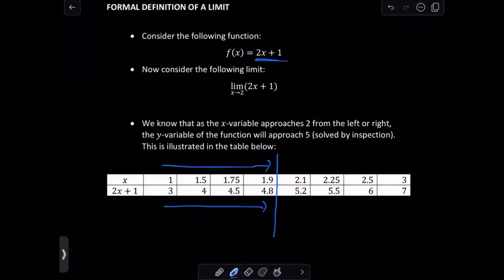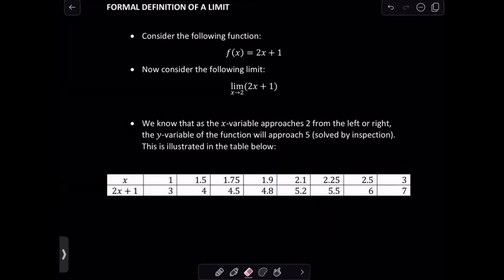And then let's look at what happens when we approach 2 from the right. So 3, 2.5, 2.25, 2.1. The x values are approaching 2 from the right. Let's look at what happens to the y values: 7, 6, 5.5, 5.2. It looks like we are approaching our limit value of 5 that we calculated using inspection. So these y values are approaching 5, and that's how this table essentially works. Take a minute to look at that.